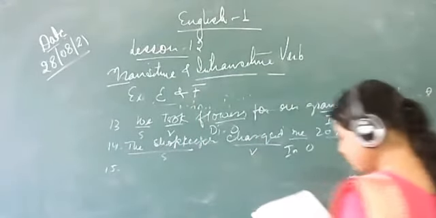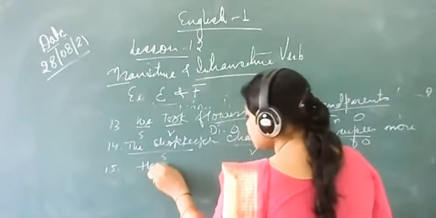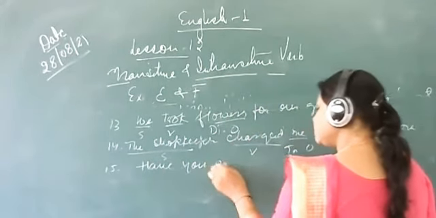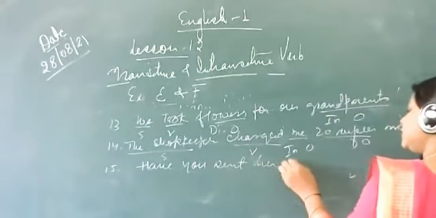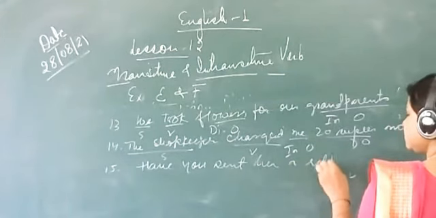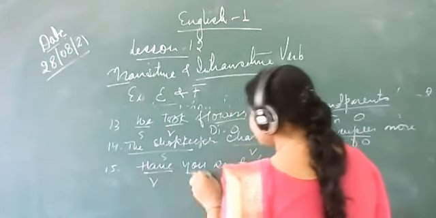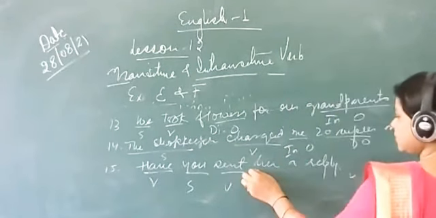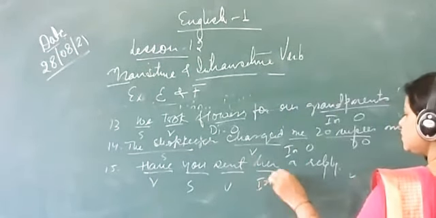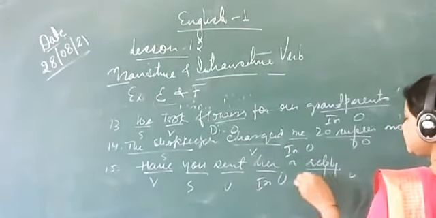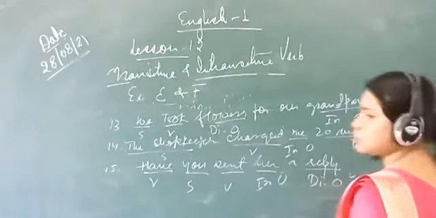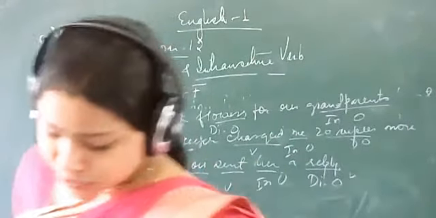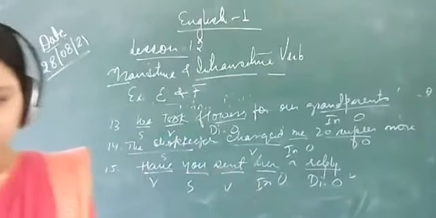The last is, have you sent her a reply? Have is verb, you is subject, sent is verb, her is indirect object, and reply is direct object. So that was all about your chapter 12. Now your chapter 12 is completely finished.